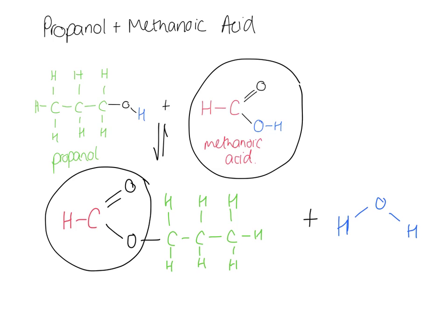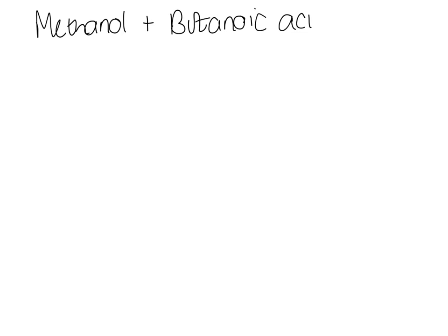So naming this ester, what does our first part of the name come from? The alcohol, so it is propyl methanoate. Lovely. Great. Why don't you try it for methanol and butanoic acid? Methanol plus butanoic acid.